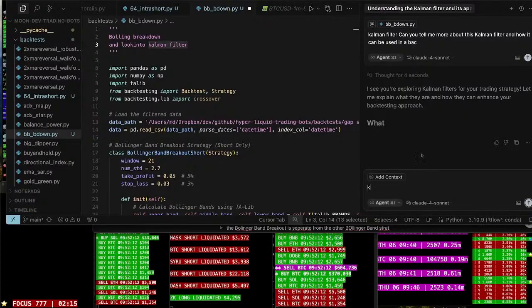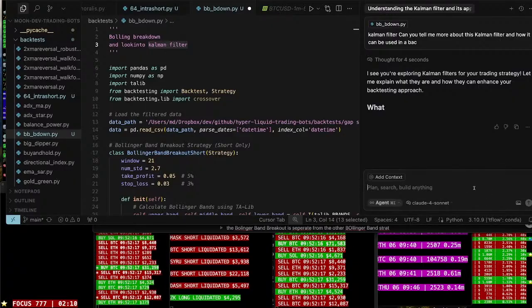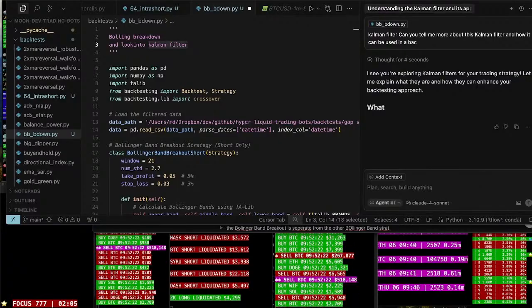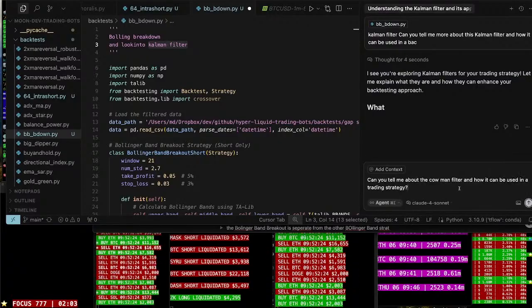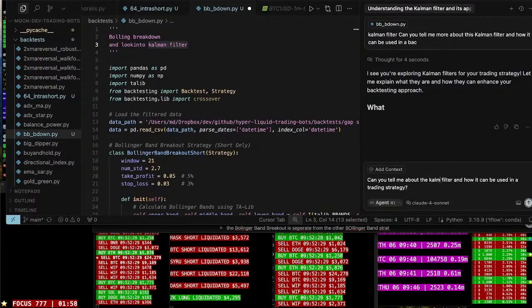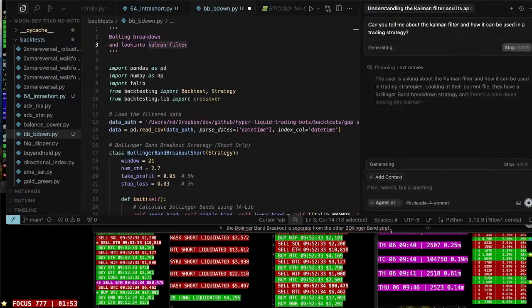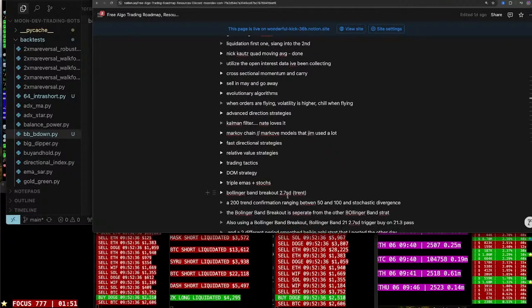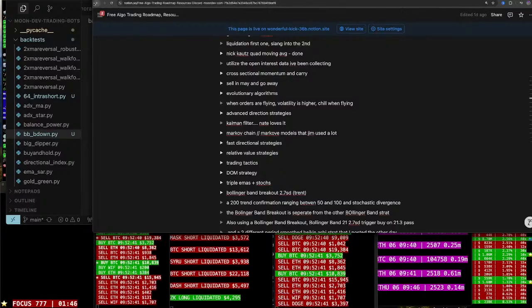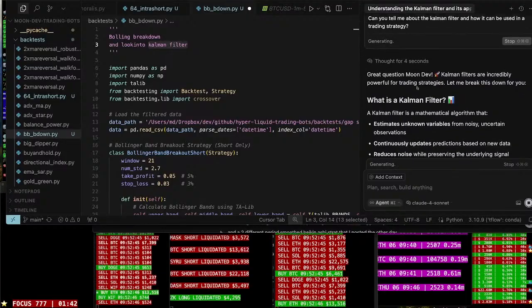Can you tell me about the Kalman filter and how it can be used in a trading strategy? Okay, there we go. So let's learn a little bit about this. Again, this is from my idea list. And then Bollinger Band breakout 2.7 SD. I think that means standard deviations. Okay, let's read about this because this is the game. This is the game we're playing.